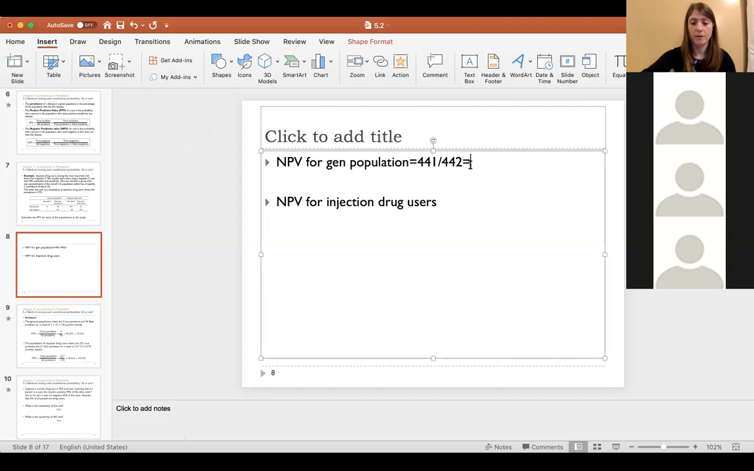So what that tells us is that this test has a really high negative predictive value for the general public. Meaning, if you're just a general person and not identified as a drug user, and you get a negative test, you're probably negative. You probably don't have the disease.